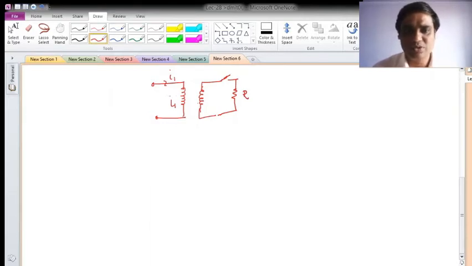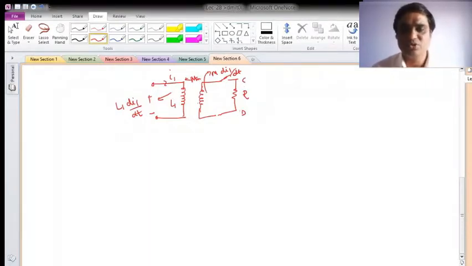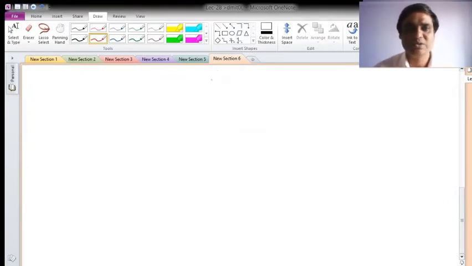So what is the value of EMF induced? It will be L1 di1 by dt with this polarity. And what about this value? This value will be, because the linkage is here M, mutual inductance M into di1 by dt, that I have defined. Okay, so this is C and this is D. So should C be positive or negative, that we have to decide. Suppose I have connected the external circuit like this, and let me allow the current to flow in coil 2.